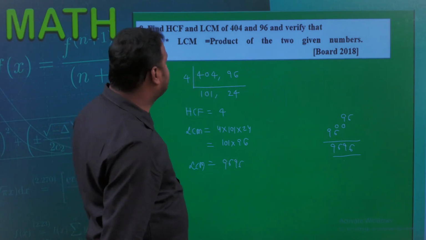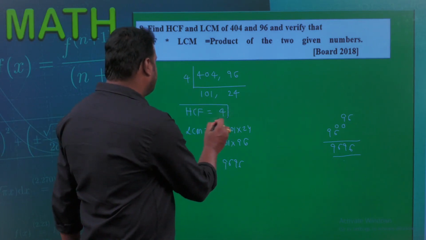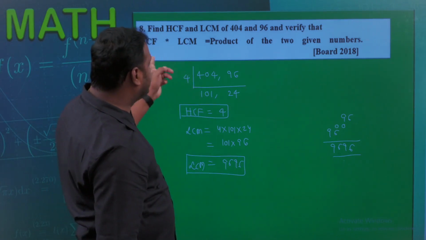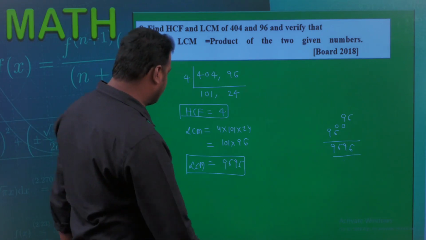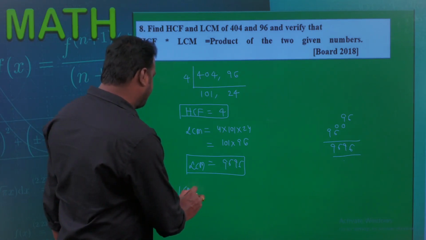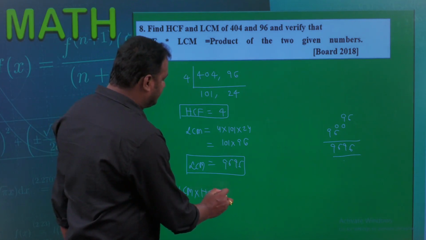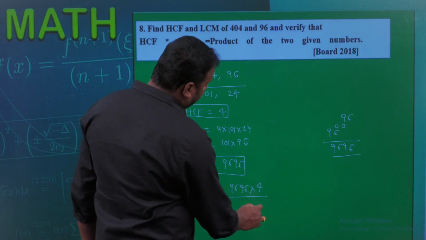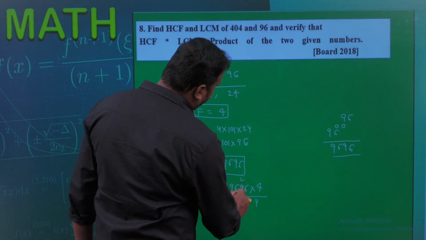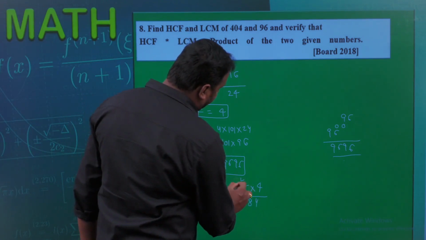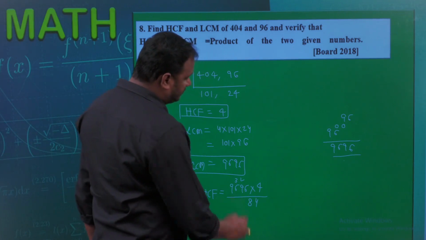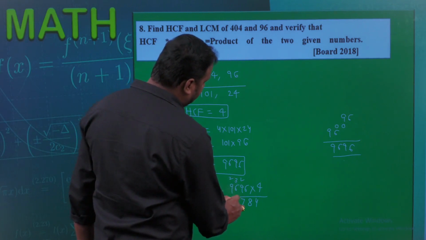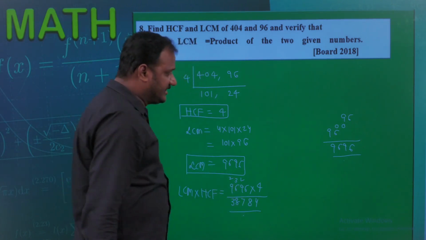In the problem that is given, you found the HCF of the numbers and the LCM of the numbers, and later you will have to verify whether LCM into HCF is equal to the product of the two numbers or not. Now I am going to write LCM into HCF equal to 9696 into 4. 4 6s are 24, 4 9s are 36 plus 2 is 38, 4 6s are 24 plus 3 is 27, 4 9s are 36 plus 2 is 38. This is the LCM into HCF.